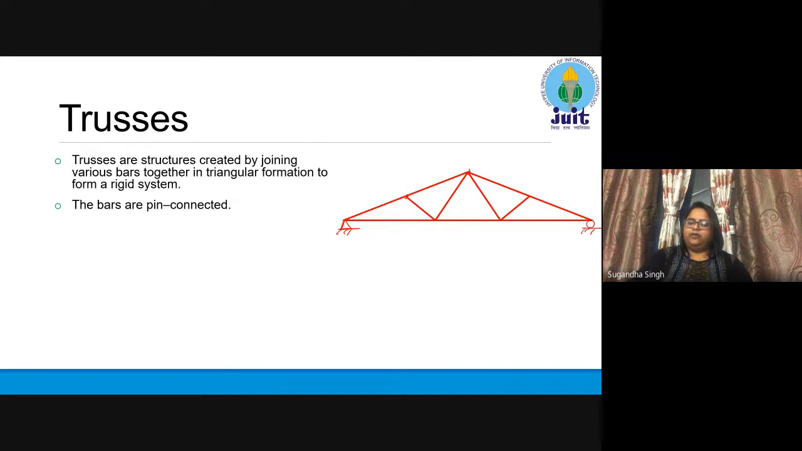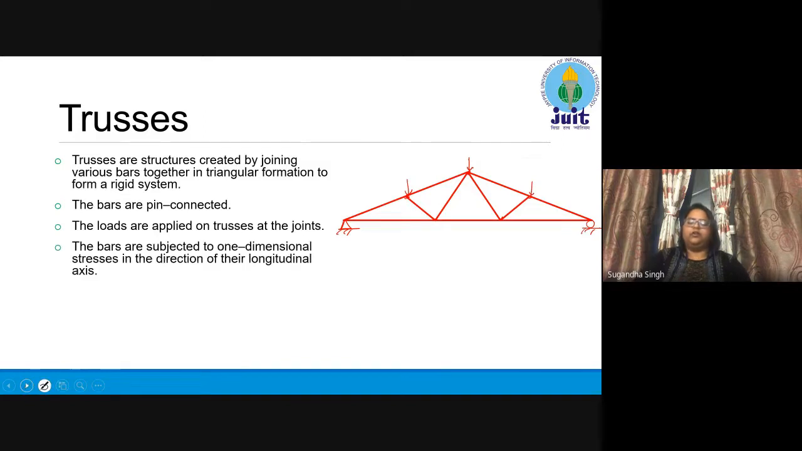The implication of the pin connection is that there are only horizontal and vertical forces, and there is rotation between the bars. That means there is no transfer of moment through the joints. The loads that are applied on the trusses are always applied at the joints. The bars are all subjected to one-dimensional stresses that are in the direction of their longitudinal axis.